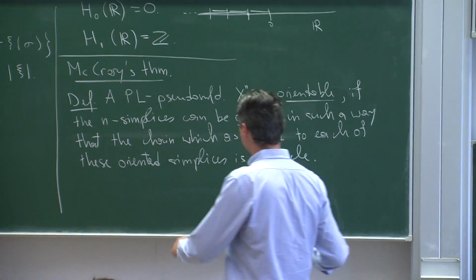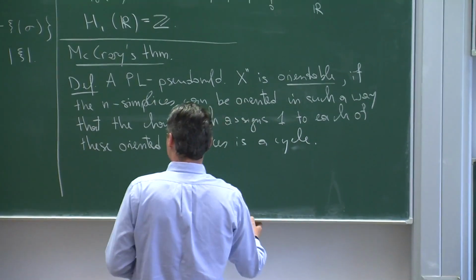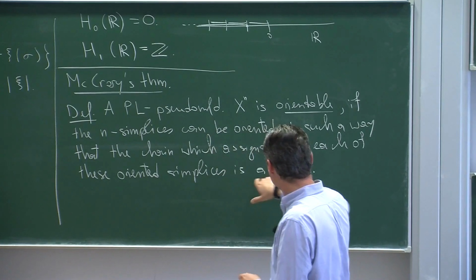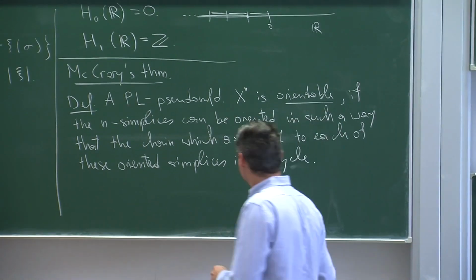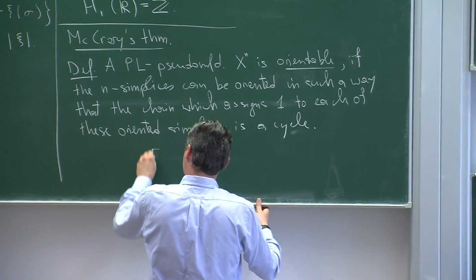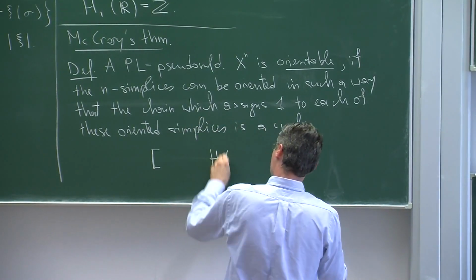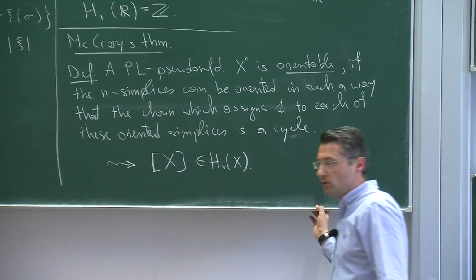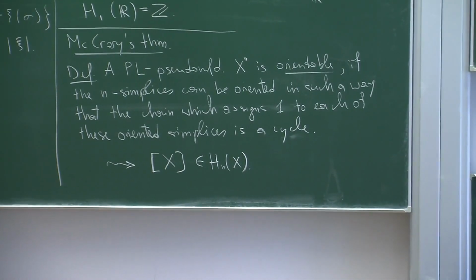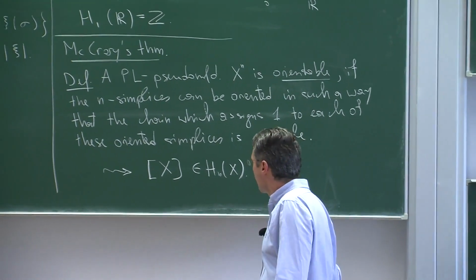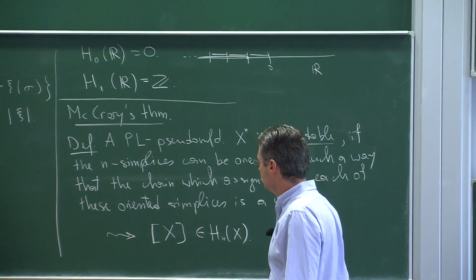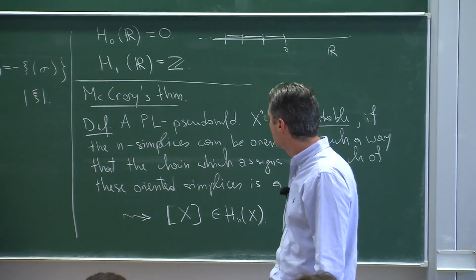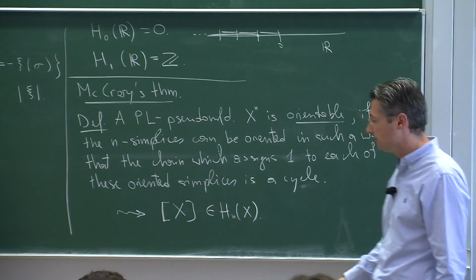Now, in such a case, an orientation is, of course, a choice of such orientations of these n-simplices, right? So the choice of such a cycle is then an orientation. And of course, the cycle defines an element in the nth homology of X, and that is called the fundamental class. So the point is, orientable pseudomanifolds have a fundamental class in the top homology, just as manifolds do. And for this, I don't need to assume that X is compact. For example, you see this example here.